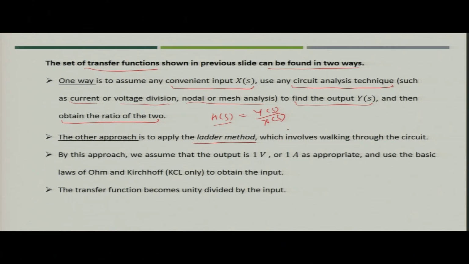Now, another approach which you can follow is called the ladder method. So, what does ladder method mean? Basically, it involves walking through the circuit. In this approach, we assume that the output is 1 volt or maybe 1 ampere, as appropriate.